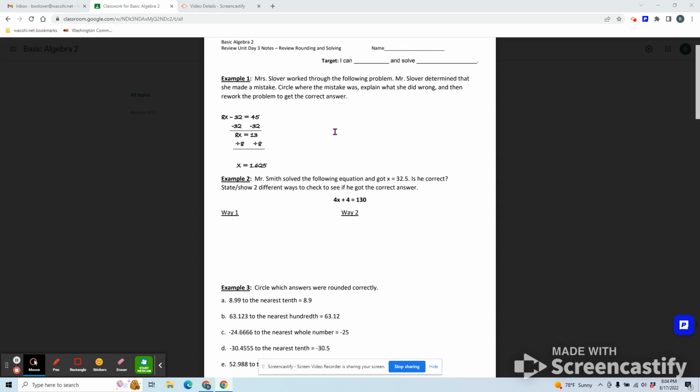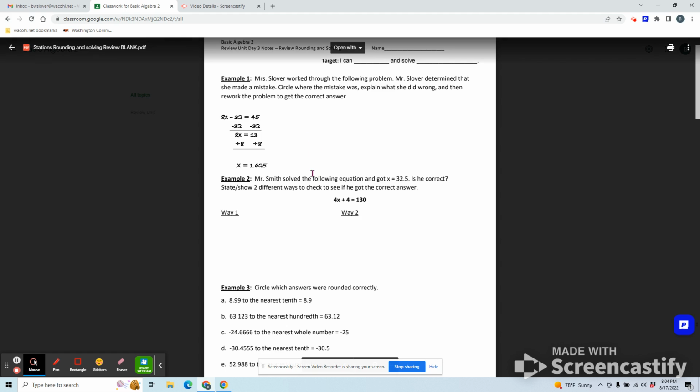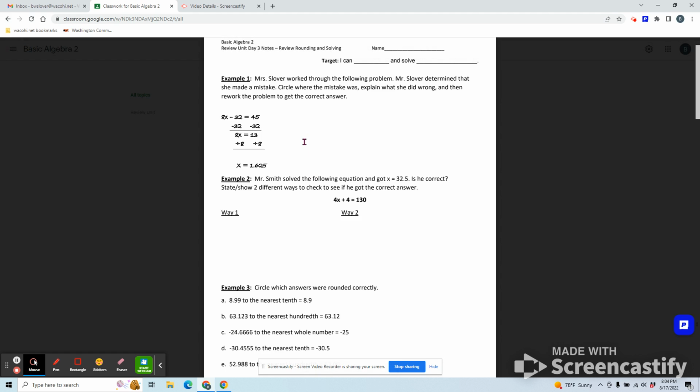So right away, I am telling you that x is not 1.625. That is not the answer. I do not write correct. Something is wrong. So let's check to see what we got. 8x minus 32 equals 45. Okay, so when I'm looking at this, so far, everything is good because this is what I was starting with.